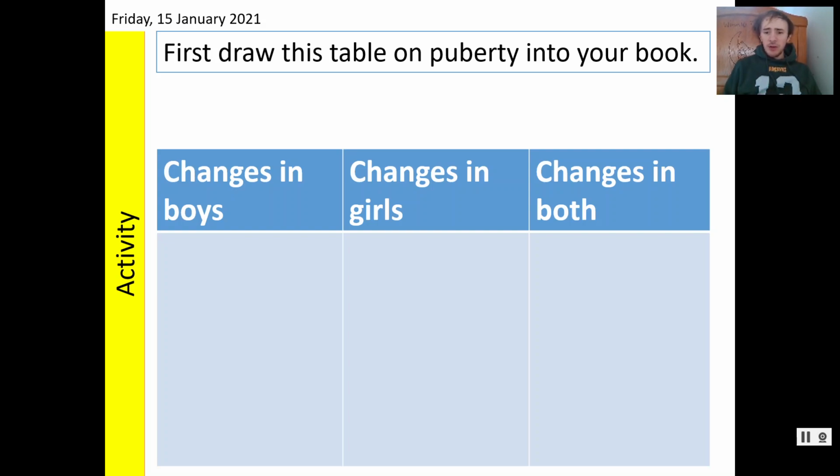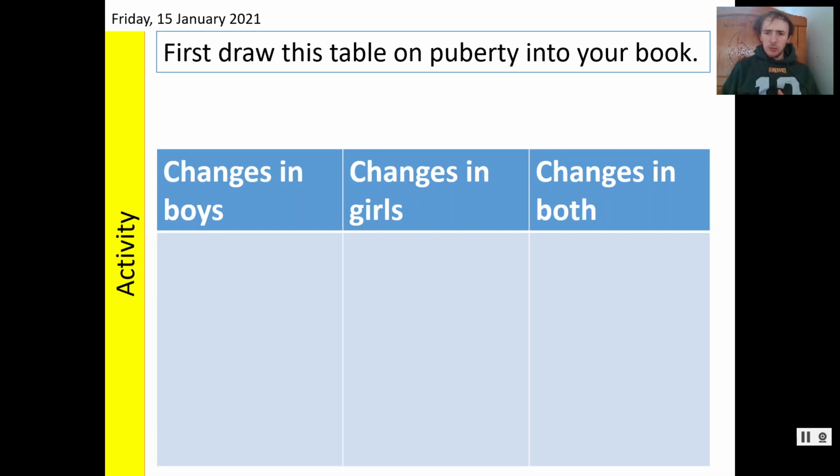Changes in girls, you've got breast formation, you've got menstrual cycle, you've got increasing width of hips, you've got slight deepening in voice, but not large amounts, so it's not called voice breaking. You also have body hair growth there. We'll come to changes in both in a minute. And that will do me for now as well, I think.